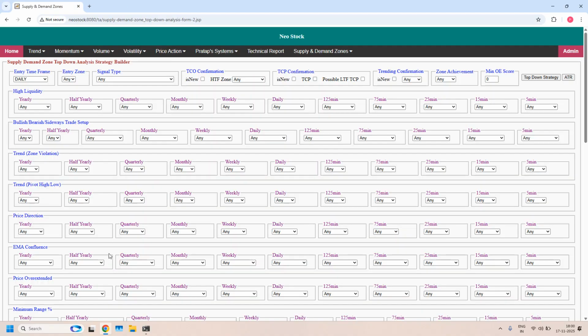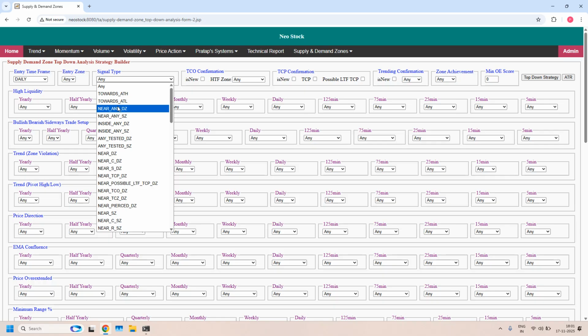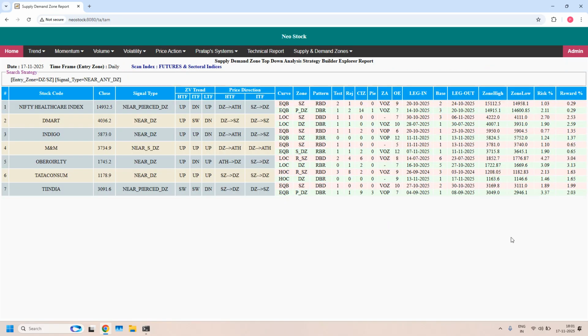Okay, now I am generating different supply demand zone reports with the help of NeoStock Software's supply demand zone top-down analysis strategy builder. First, I am finding the stocks near daily and 75 minutes demand and supply zones so that we can identify high priority, high liquidity zones. Those zones can be used for the high liquidity zone strategy that I explained in the lesson 21.3 video. First, for daily time frame, stocks near to the daily demand zone, we got 7 stocks.